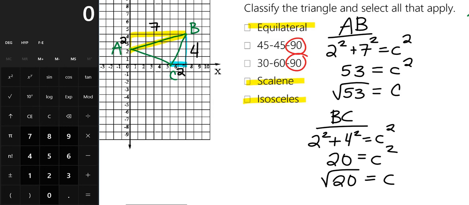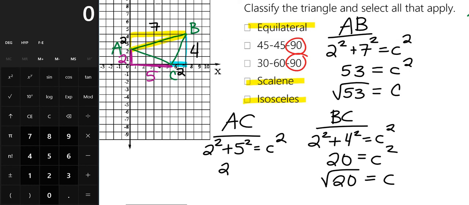Last one is AC. So for AC, down and over, I have 2, and horizontally I have 5. So let's do 2 squared plus 5 squared equals C squared. 4 plus 25 is 29. Square root both sides, so square root of 29 is equal to C. Okay, so these are our three side lengths.